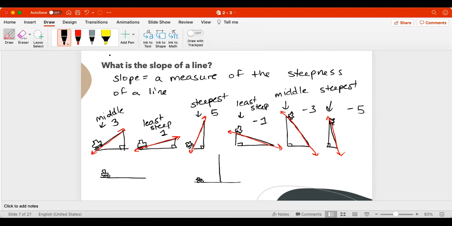Now, what happens if we don't have any up or down? We're just going down a straight road. Well, then the steepness would be 0. That's going to be the slope here. So whenever we have a horizontal line, the steepness is 0.